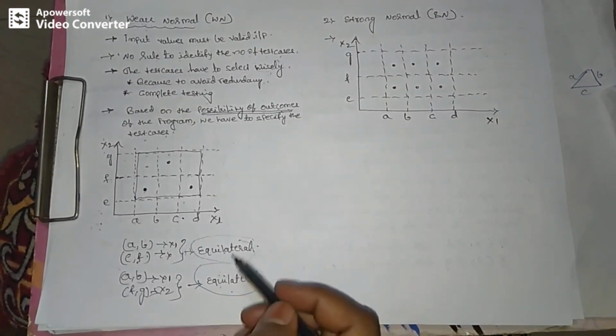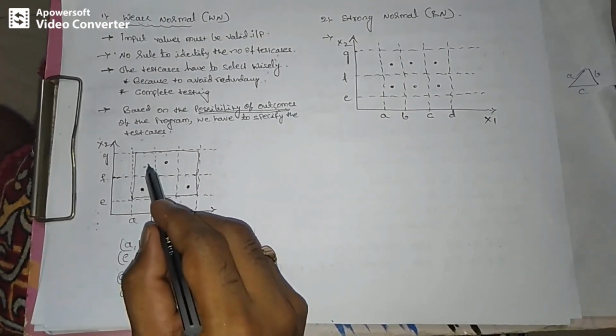That is, when you are selecting either this partition or that partition, if you get the same set of output results, then you have to select only one partition as a test case for your testing technique, either a to b with e to f, or else a to b with f to g. You can select this partition or else this partition, but both partitions give the same set of output results. Therefore I have selected this partition.